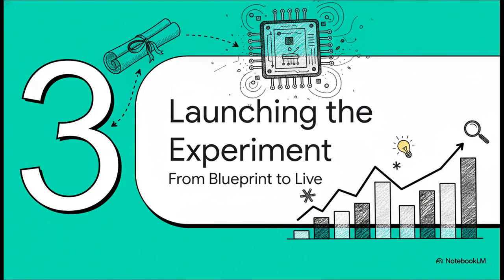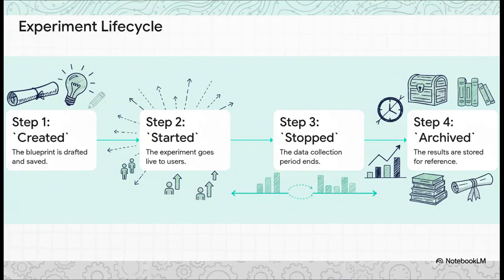All right, so our blueprint is drafted. All the foundational stuff is in place. Now for the fun part. Let's actually bring this experiment to life and start collecting some data. You know, every experiment has its own little life story, and that's tracked by the state field. It begins its life as created. That's our draft. Then it's started. It's live, out in the wild with real users. Once we've collected enough data, it gets stopped. And finally, it's archived, saved for the history books. It's this very logical path from an idea to a real insight.